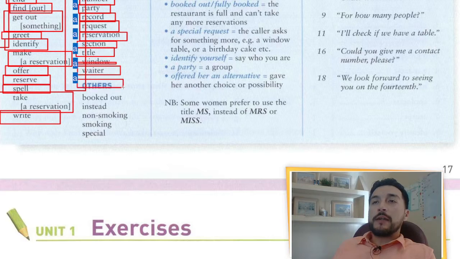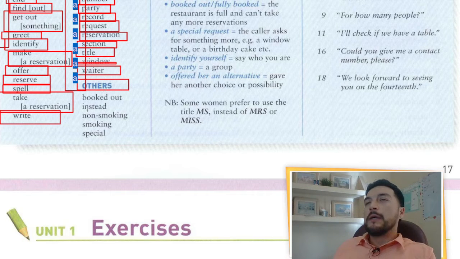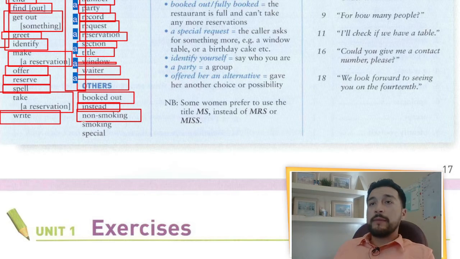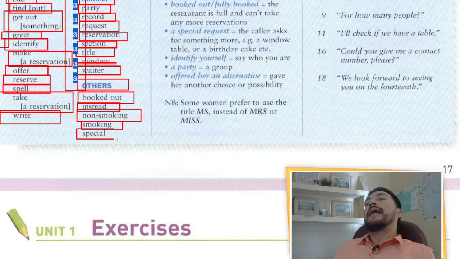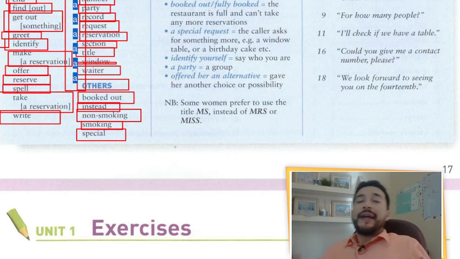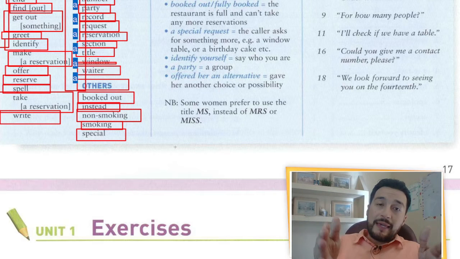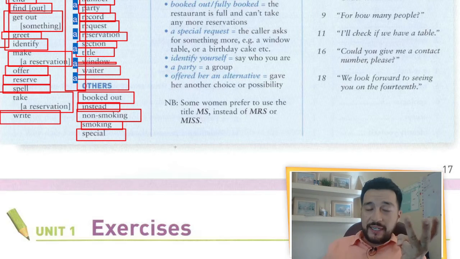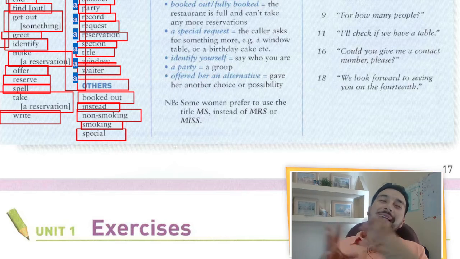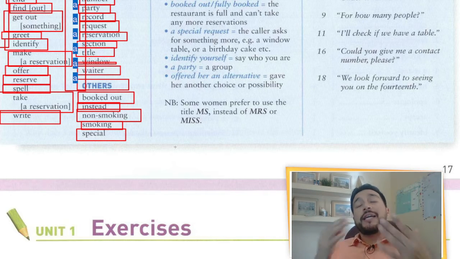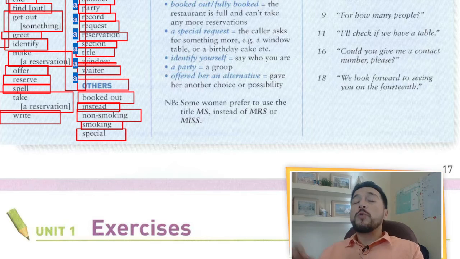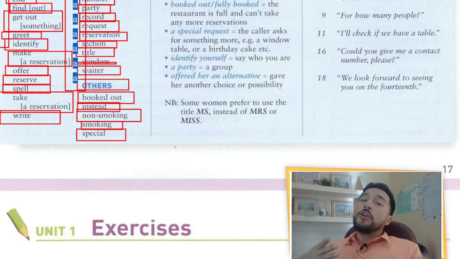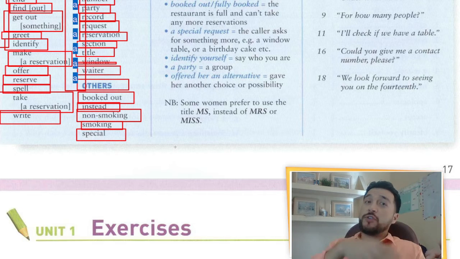We have a couple of others. Most of these are adjectives. Booked out, instead, non-smoking, smoking, and special. I recommend that you take the list of verbs, nouns, and adjectives and you look them up in the dictionary. Try to cover each one so as we move on with the course, your English is getting better and you're adding verbs, nouns, and adjectives to your vocabulary.